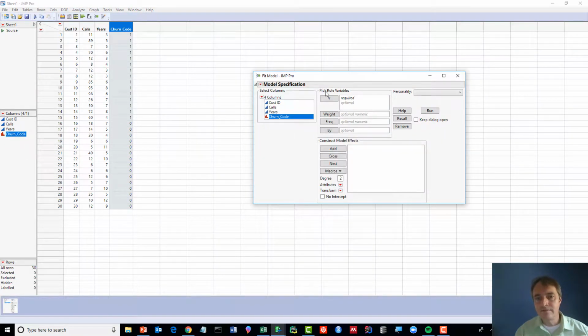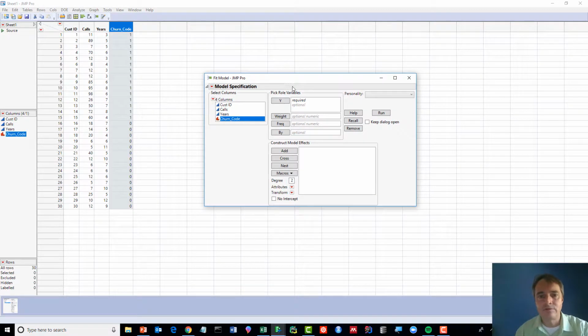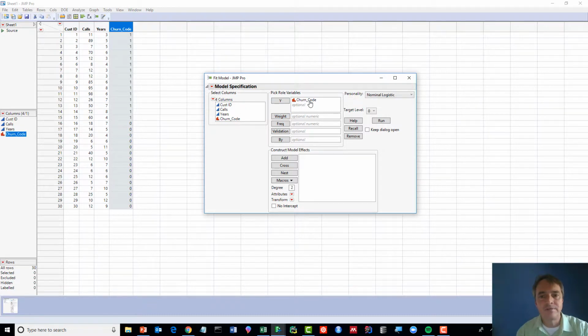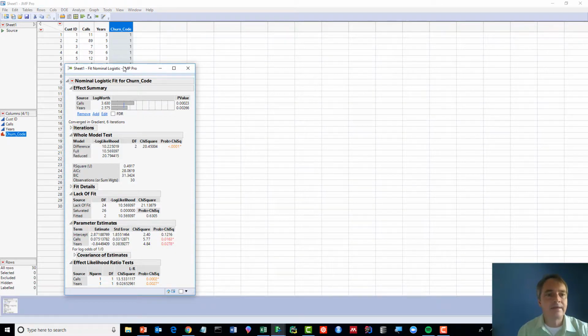This dialog lets you set up a regression where you can put your dependent variable there. That's our y. We want to predict churn on the basis of calls and years. So I'll hold down Shift and select both of those, and add them down here. This is where our y goes, and this automatically changes to nominal logistic. We have our independent variables here, and for my target level, I'm really interested in what makes somebody a 1. So how do these cause a customer to churn? Now when I click run, the learning begins, and it gives me this output.